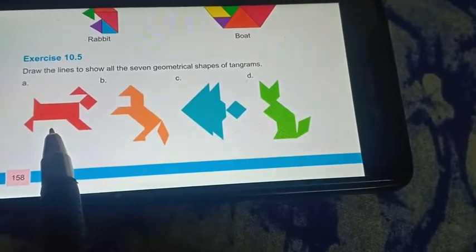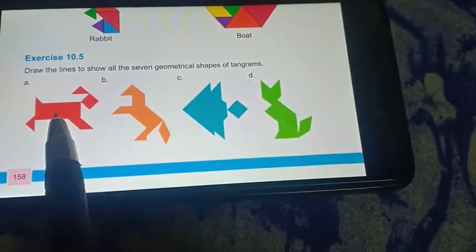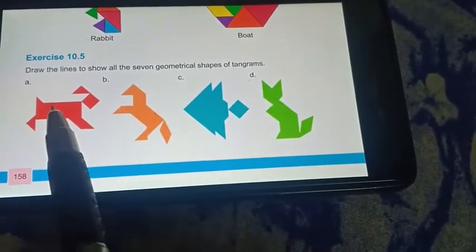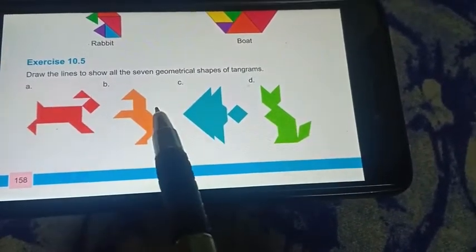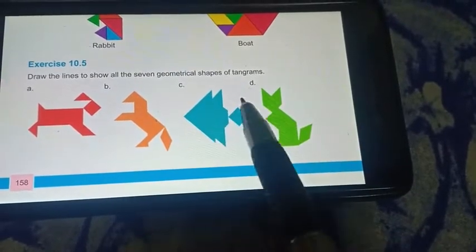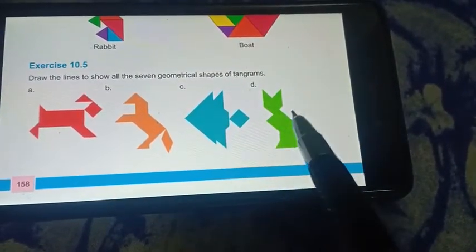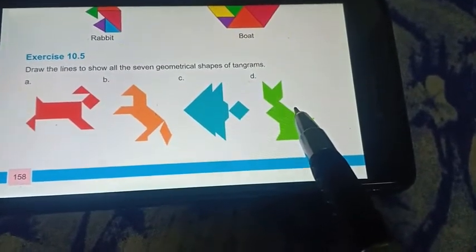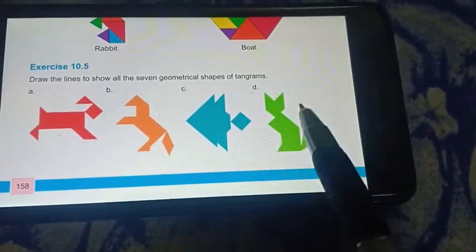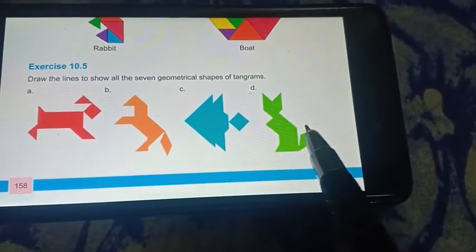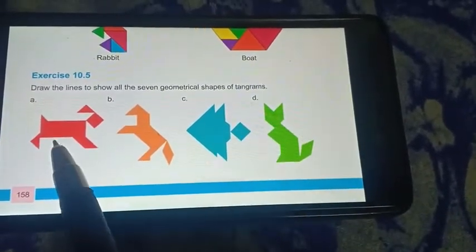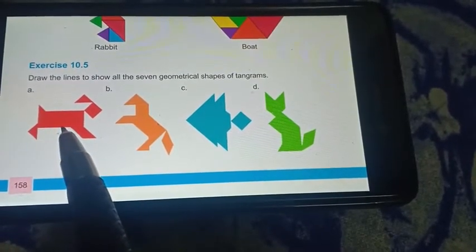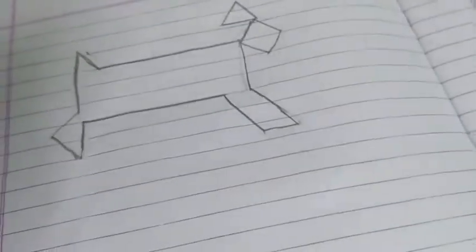So first there will be one image given to you. First and second look similar, so I am going to solve A and B is your homework. Like that, I am solving C, and D we already solved, we already made this in the virtual class on Saturday. Right, this is a cat, so you have to solve it by yourself. Now first A will be given and we have to find out the 7 shapes here.